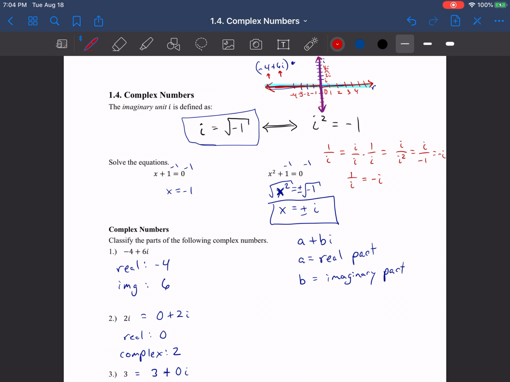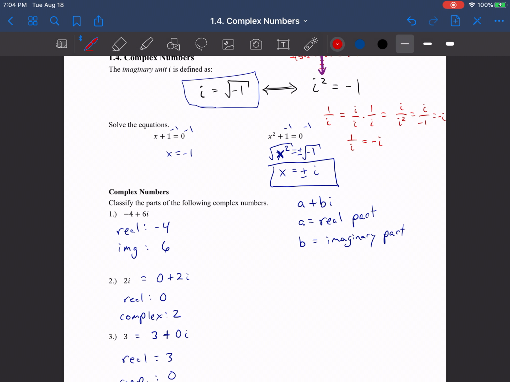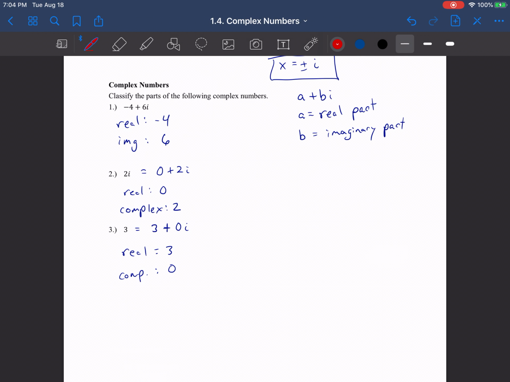So this is telling us go to -4 on the real axis, 1, 2, 3, 4, and then go up to 6 on the imaginary axis, 1, 2, 3, 4, 5, 6, just like that. And so then that would be the location of -4 plus 6i. That would be that number's location. Okay? Anyway, that's the idea of these kind of coming off of the real number line like that. So let's take a look here.